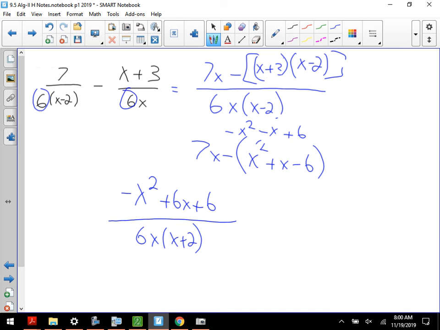You're okay that this fraction needs the x minus 2, right? Okay. All I did, I FOILed that out. I got this. After that, I had to subtract it because it was minus all that junk. So I just distributed my negatives, and then I combined the 7x with the negative x, and I got my 6.